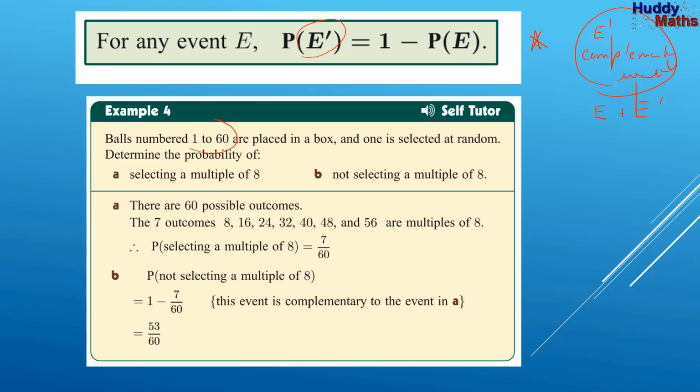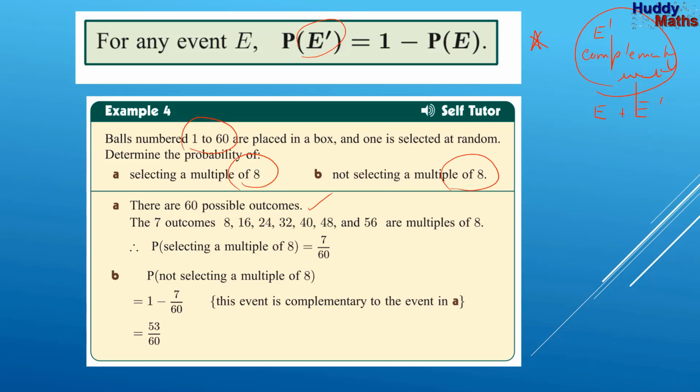Balls numbered 1 to 60 are placed in a box and 1 is selected at random. Determine the probability of selecting a multiple of 8 or not selecting a multiple of 8. Well, there are 60 balls. First of all, go back to the original idea.